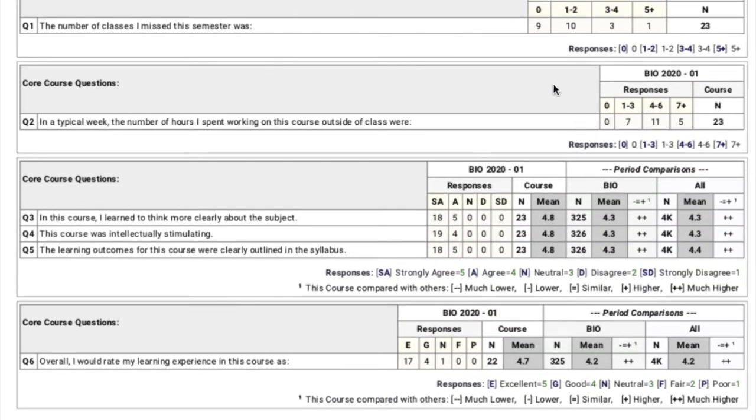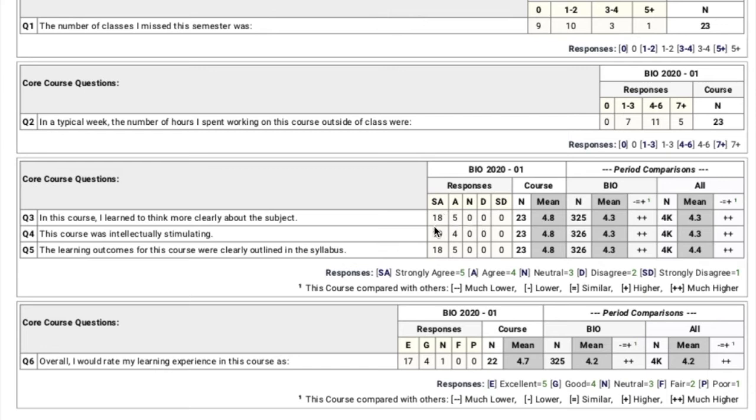Let's see, in a typical week, the number of hours I spent working on this class outside of class were, well, there were students who spent more than 7 hours working on the class. That's not ideal. You don't want students working on your class like it's basically a part-time job. They have other classes, so I have to think about the workload that students are taking on. To be honest with you, this is probably where I want students to land, and thankfully this is where the majority of them land, at 4 to 6 hours a week spent on this class. There are a significant number that are only spending 1 to 3 hours on the class. That also is definitely not ideal.